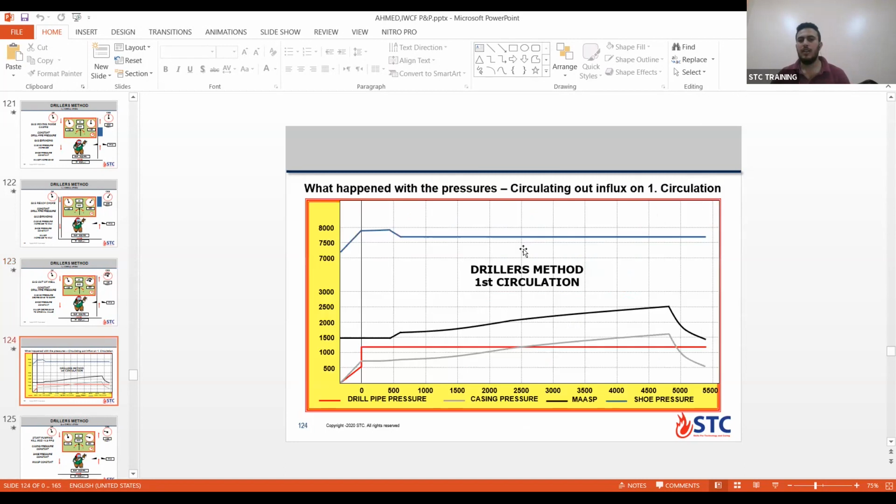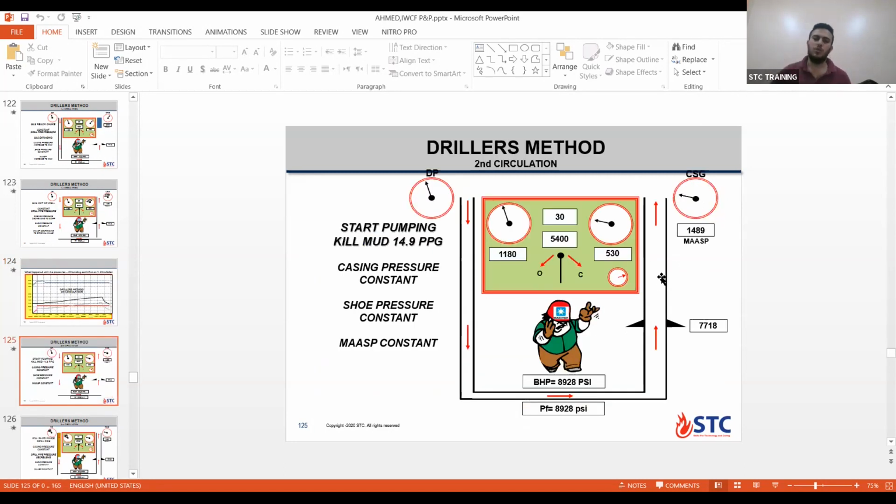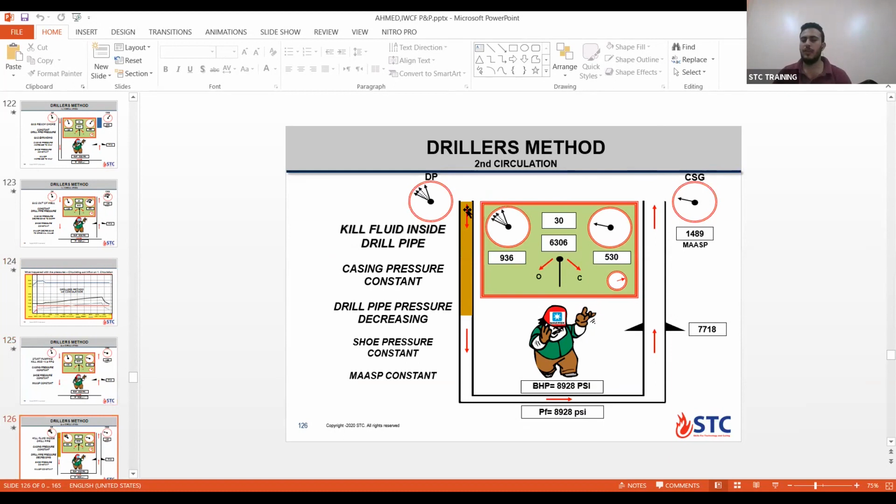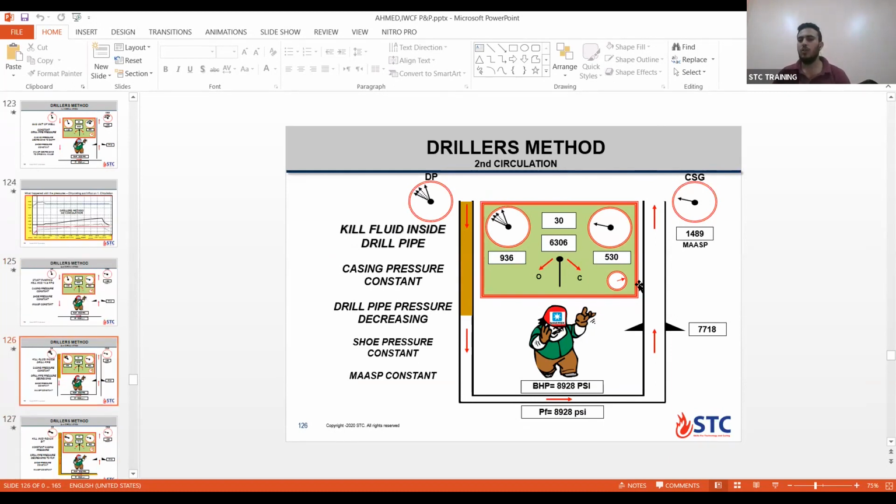Coming here, after conducting the first circulation, it is time to conduct the second circulation of the driller method, okay? So here, for the second circulation, our well is completely full of original mud, and we need to start pumping kill mud from the drill pipe. So look, the correct procedure: start pumping kill mud here while holding casing pressure constant. Okay, the one phase side fluid.